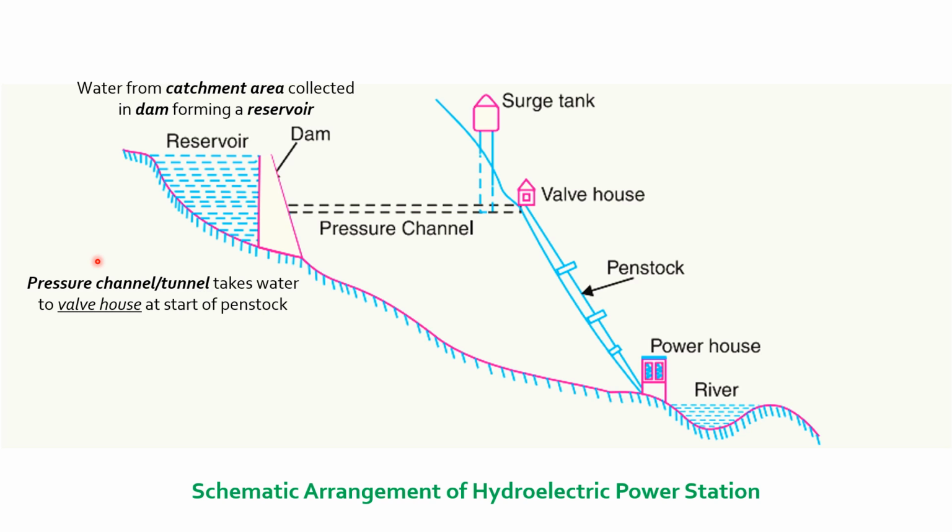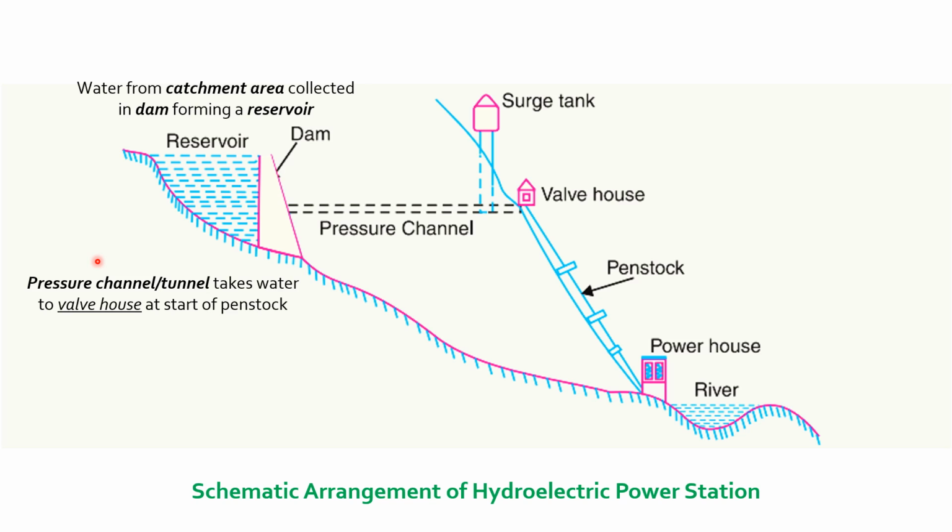So a pressure channel or tunnel takes the water to the valve house at the start of the penstock. The pressure channel, as its name indicates, is called that because water flows in that channel under pressure. This pressure channel takes the water from the dam to the valve house, which is located at the start of the penstock, and a surge tank is installed on top of this pressure channel.